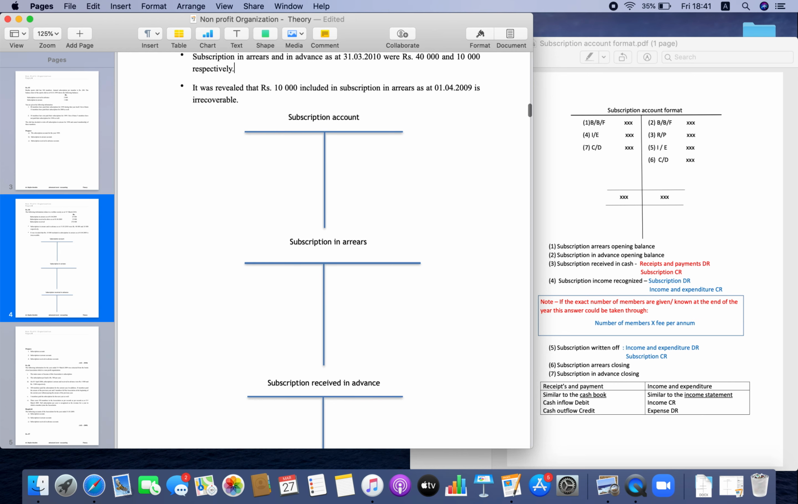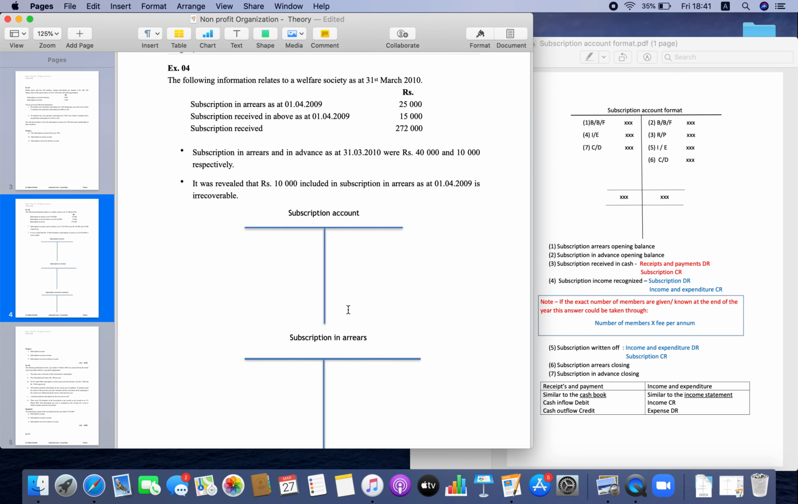Let's look at this question, number 1. Now they have given for you subscription in arrears 1st of April 2009. Remember, 1st of April 2009 means opening balance. So subscription arrears opening balance will always come, like the format given over here, on the debit side. First, guys, you go and mark this one. Balance brought forward, that will be 25,000. Now this balance brought forward is relevant to arrears, so this same amount you have to go and mark in the arrears account on the same side, because here debit, here also debit.